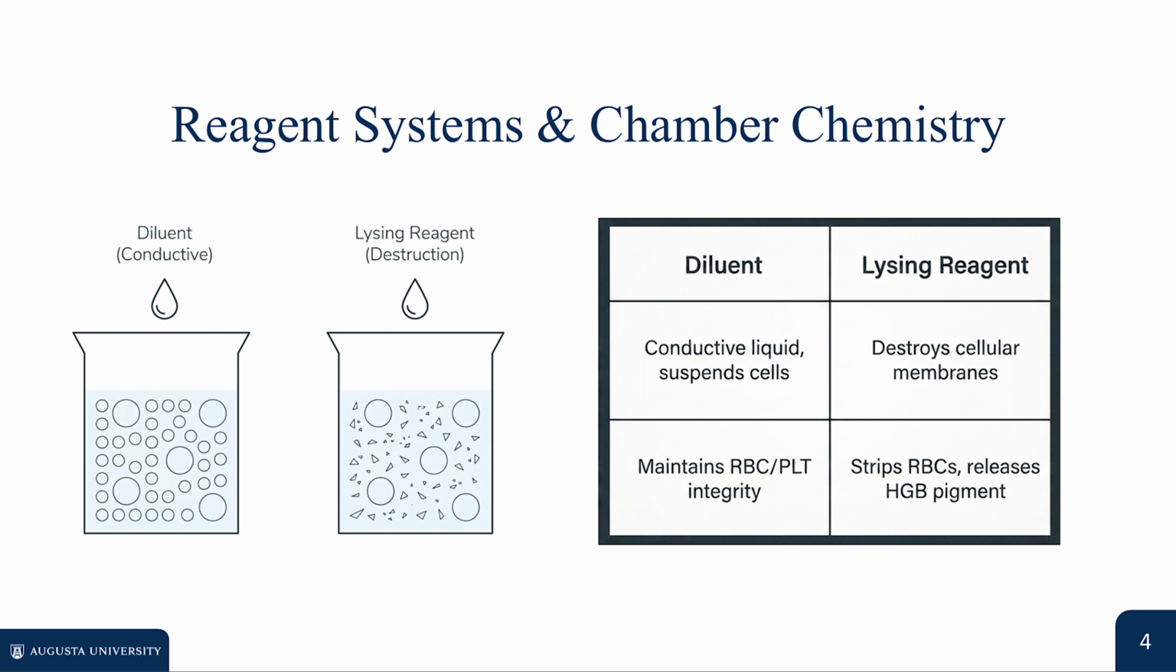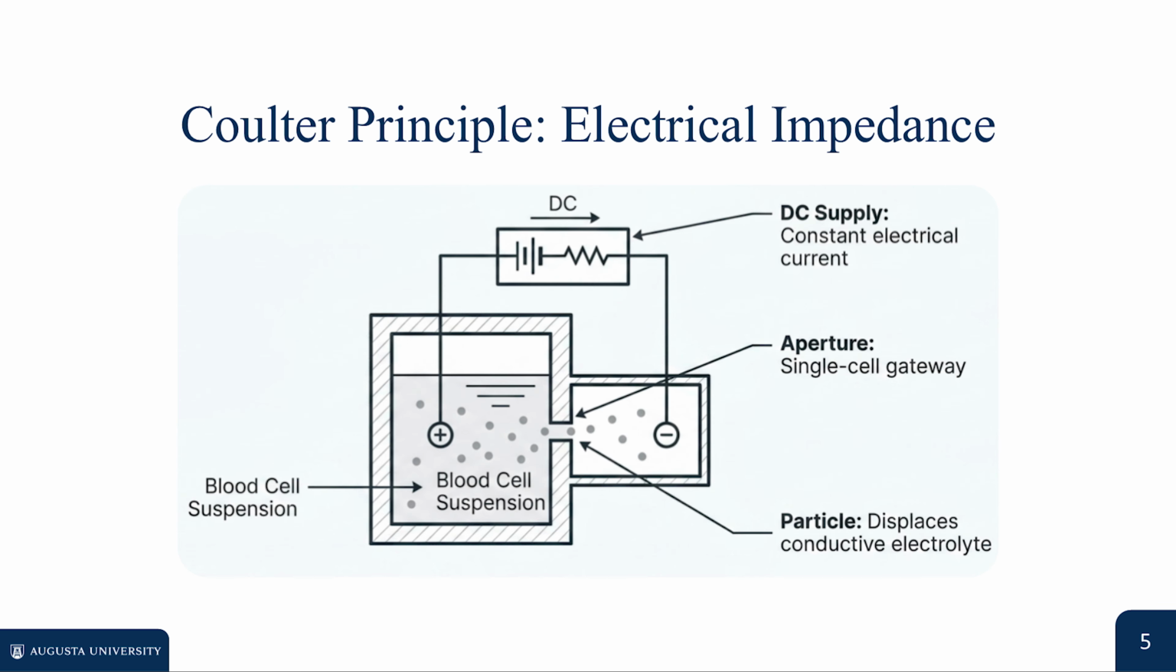The primary counting mechanism across modern hematology systems is the Coulter principle of electrical impedance. Blood cells suspended in the conductive electrolyte solution are drawn through a precision microaperture situated between an internal and external electrode, powered by a constant direct current or DC power supply.